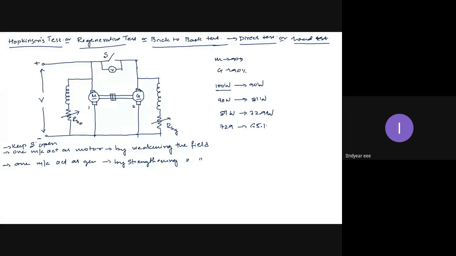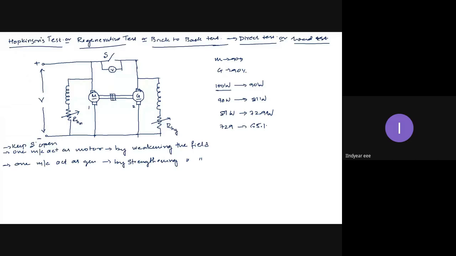So after every cycle of regeneration of power, by what percent is the power reducing? 10%? No, 20% after one cycle. Why? Because there is a 10% loss in the motor and a 10% loss in the generator. So within a few seconds, the motor and generator will both stop operating.